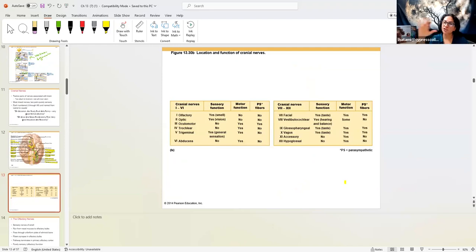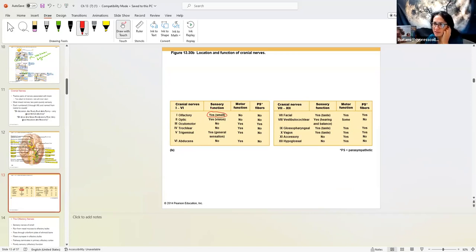Let's have a general view of these 12 pairs of cranial nerves and go over them very quickly. As you can see in these two tables, you have cranial nerves number 1 to 12, their names and also their functions. Let's start with the first one, cranial nerve number 1 or olfactory nerve. You can see just one yes under its function. We have two no's for motor function and for parasympathetic fibers.